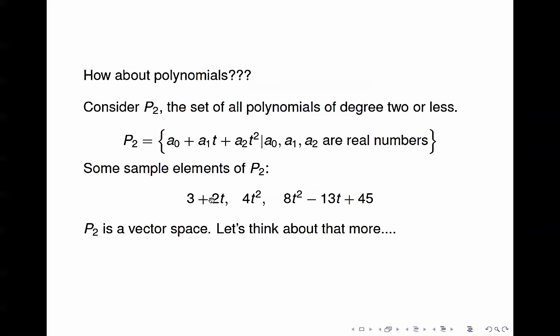3 plus 2t. Here a0 is 3, a1 is 2, and a2 in this case would be 0. 4t squared, that's in there. 8t squared minus 13t plus 45, that's in there. Any polynomial of degree 2 or less. And P sub 2 is indeed a vector space.